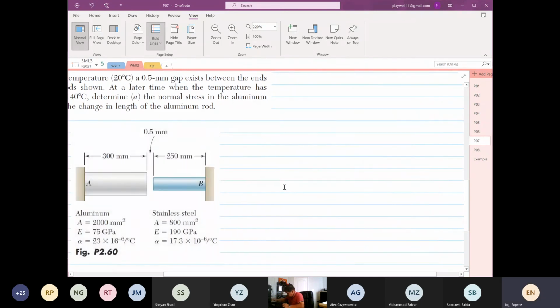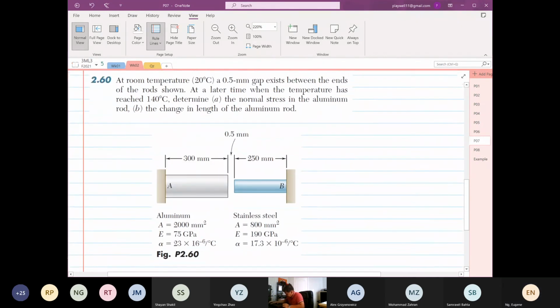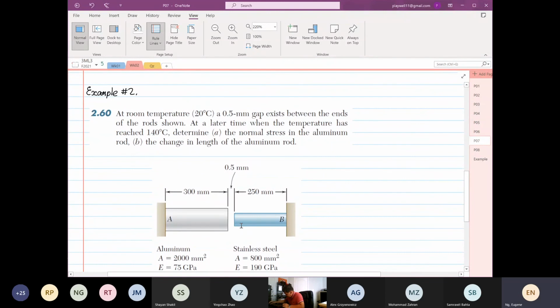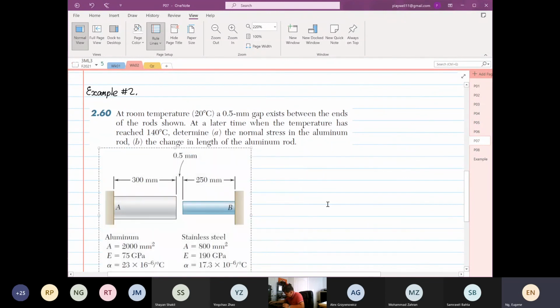Okay, this is the question. This is a very well-known question, but it's pretty abstract. Why did I pick this question? Because there's a gap. Before that, let's read the question. I'm getting ahead of myself. So at room temperature, there's a gap of 0.5.